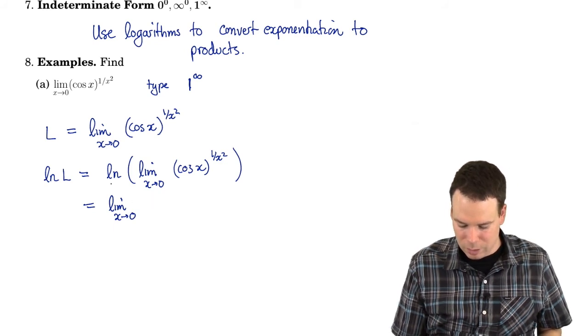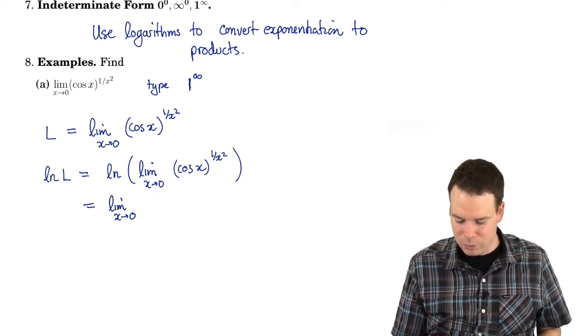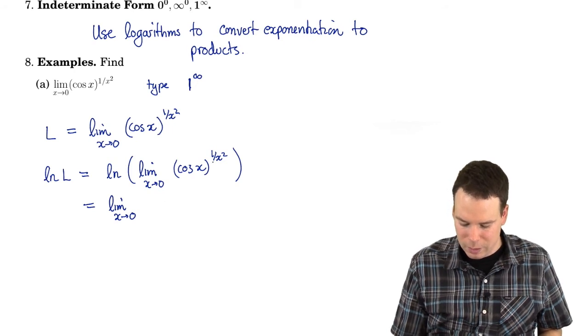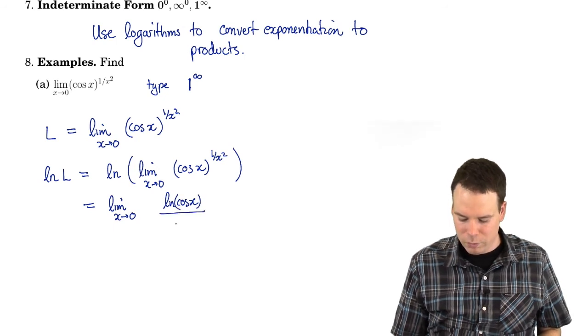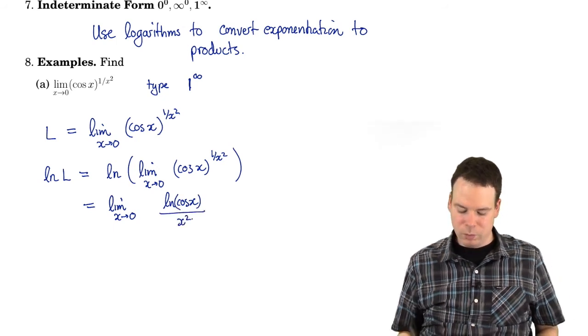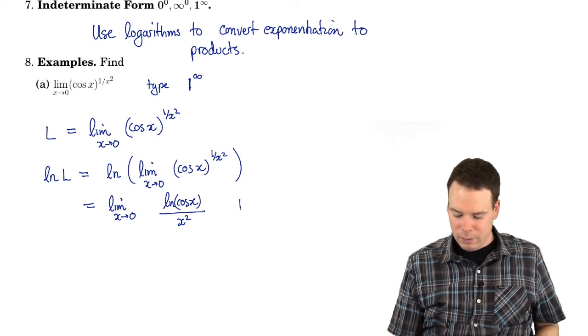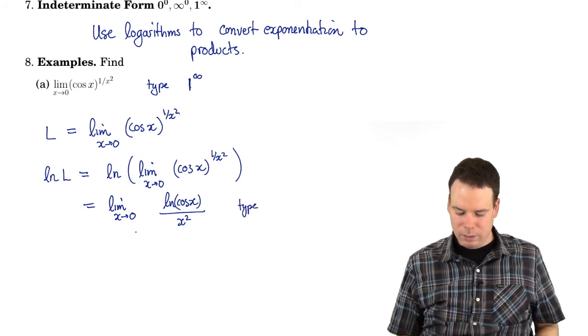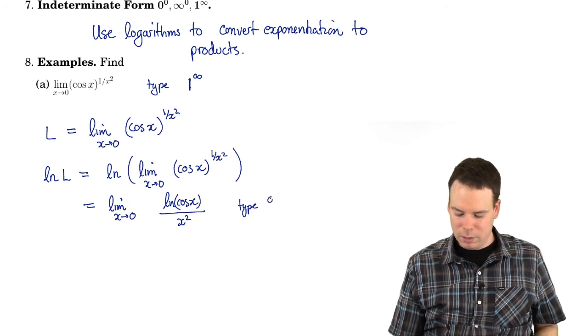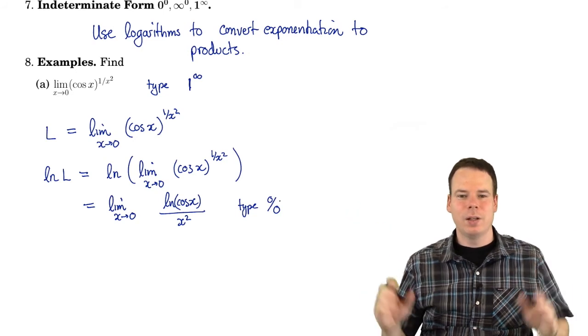Right now, I'm going to take the logarithm, push it through, logarithm of cos x to the power of 1 over x squared. The exponent will come down, and it'll leave me with the logarithm of the cosine with a 1 over x squared out front. So that means we've got an x squared in the denominator. Now, what is this? Well, as x goes to 0, cosine of x goes to 1, ln of 1 is 0, so this is of type 0 over 0. We can now apply L'Hopital's rule.